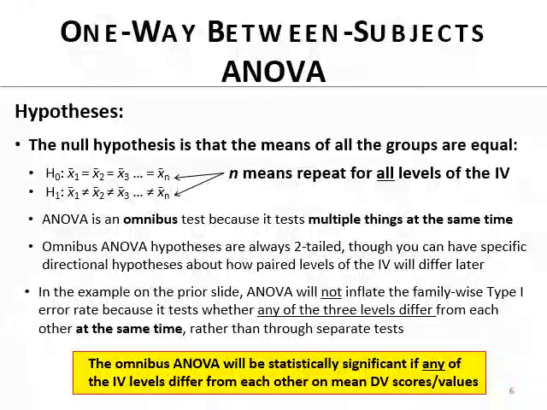And that's what I say here. The omnibus ANOVA will be statistically significant if any of the IV levels differ from each other on the mean DV scores. All right, so there's a decision rule for a one-way between subjects ANOVA, like all the stats we do.